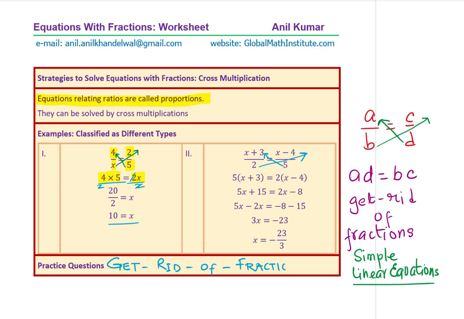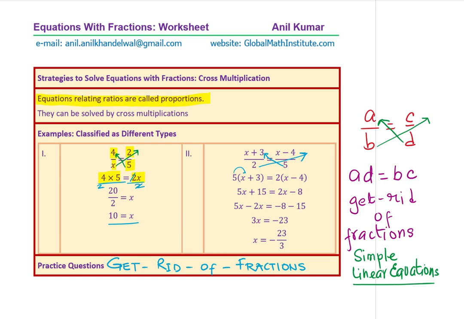For many students, that is a challenge. And if it is a challenge for you, it is no more a problem. You can easily solve it. As you can see, this time by cross multiplication, we have removed 2 and 5 from the denominator and got an equation in a linear form without fractions. 5 times x plus 3 equals 2 times x minus 4.